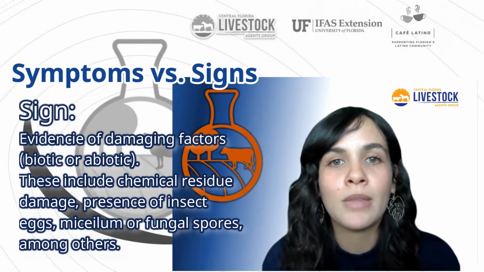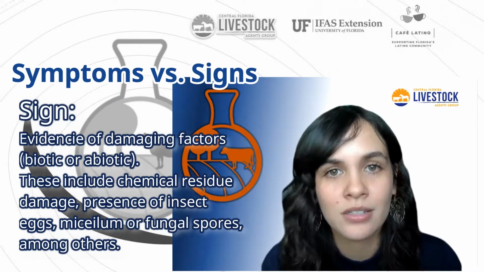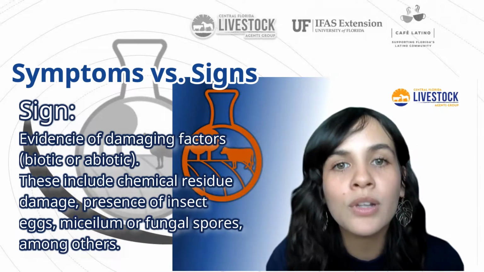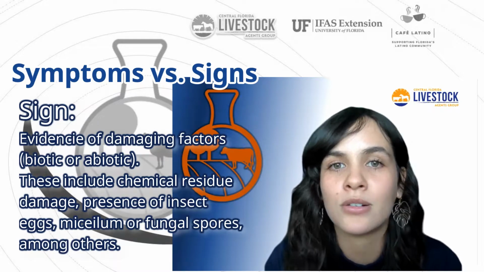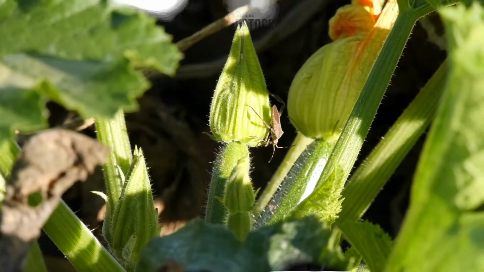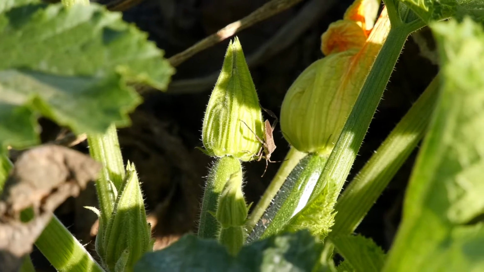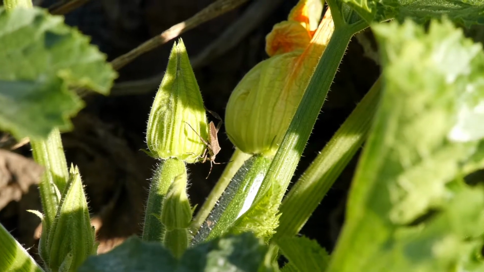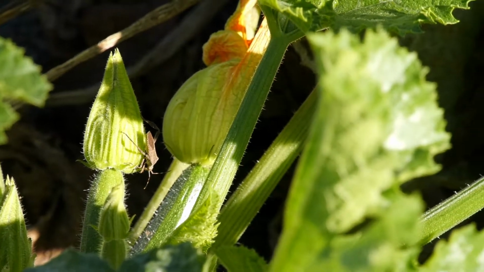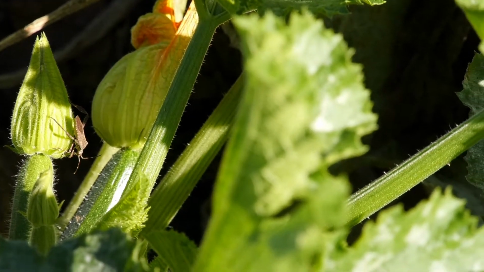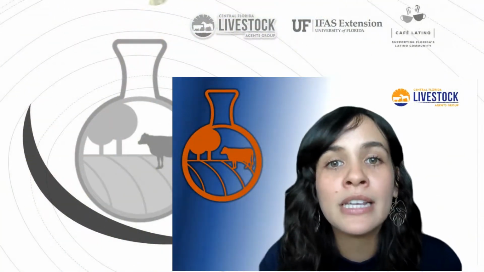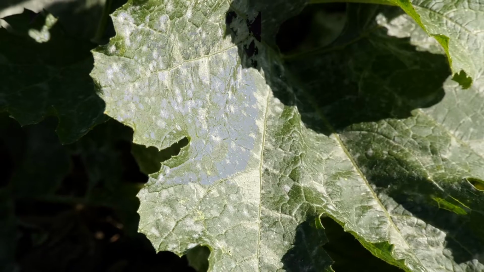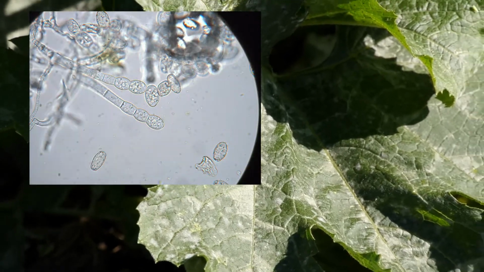The other term that we should know is signs. So signs are observable evidence of damaging factors. That can be mycelium, spores, bacterial exudates, insects, and insect frass. So it's important that we talk about insects because insects are vectors of viruses, bacteria, and other types of pathogens that are prevalent in plants.